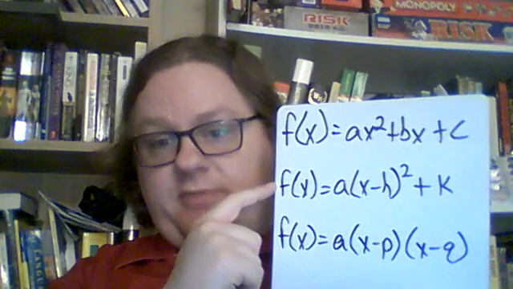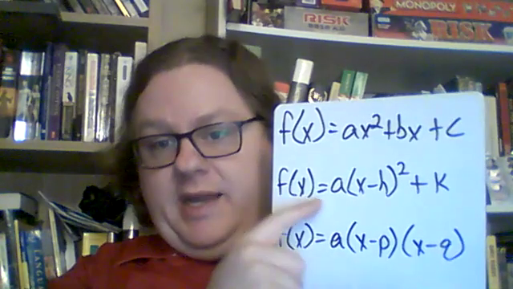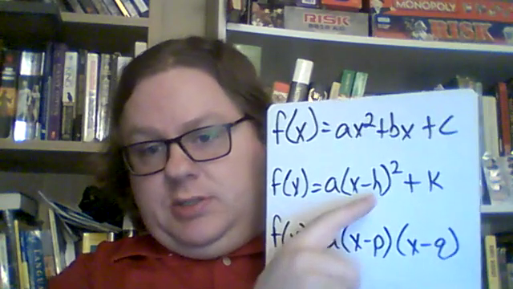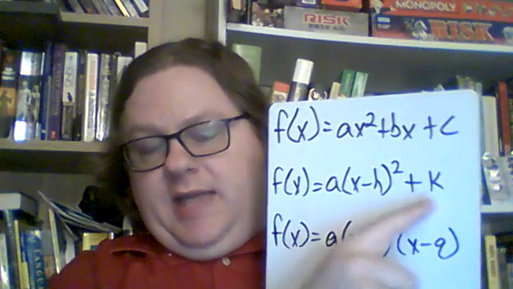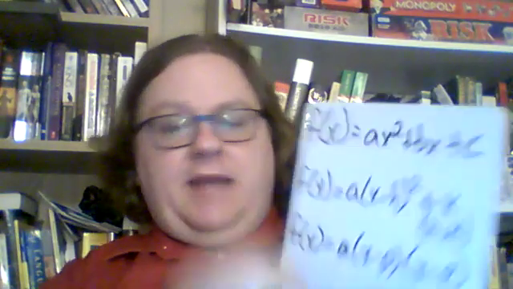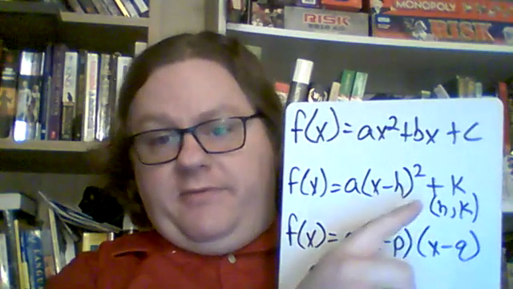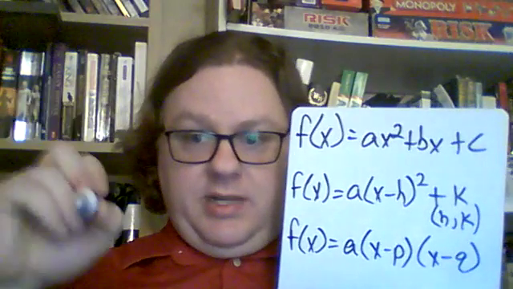So this one is called the vertex form. A times x minus h squared plus k, where h and k are the x and y of the vertex. Like that. HK gives you the vertex, which, if you'll remember, was the point at the bottom of the graph.